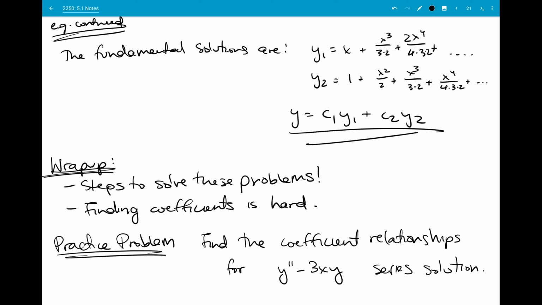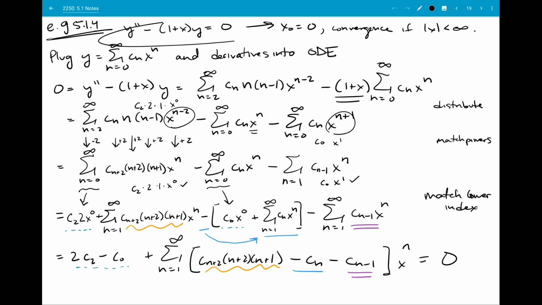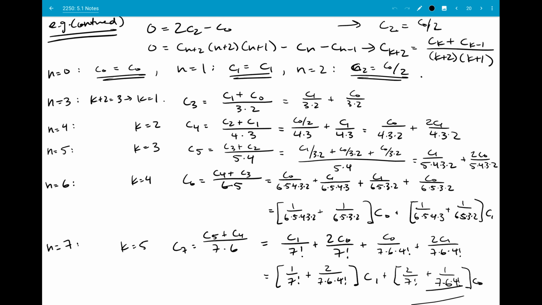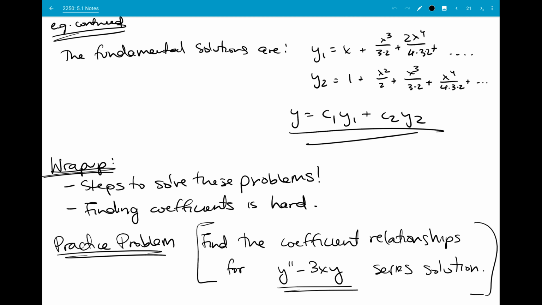Our practice problem for today is I just want you to find the coefficient relationships for a series solution to y double prime minus 3xy. So start with y double prime minus 3xy as your differential equation. Stop here. Don't try to do the thing with all the n's that give you the coefficients. That's important for finishing the problem, but it's new stuff. So just get to this relationship and then we can talk through how we would do this part at the start of class. So go ahead and get going on that and I will see you in class.